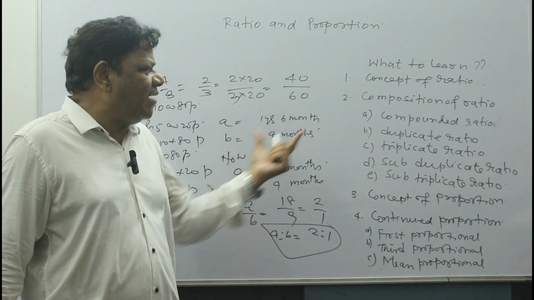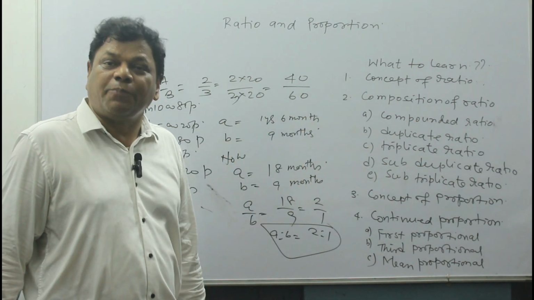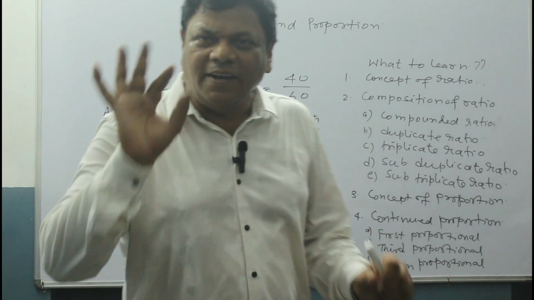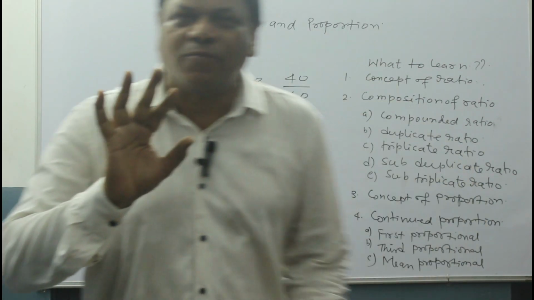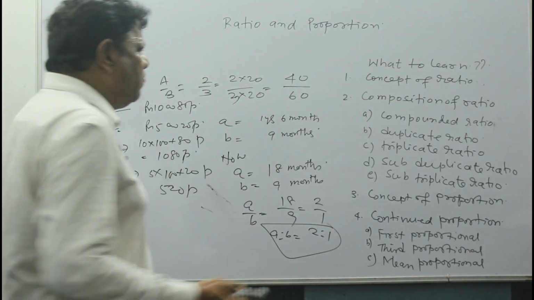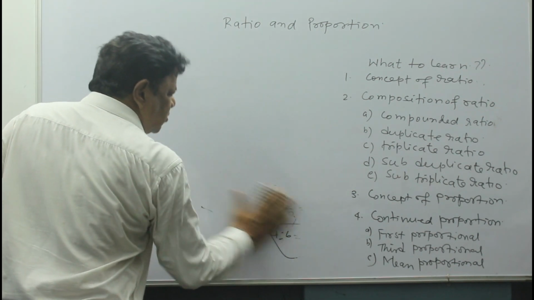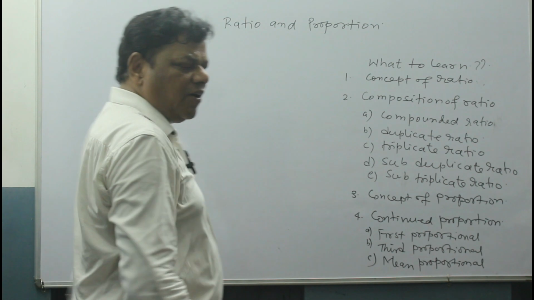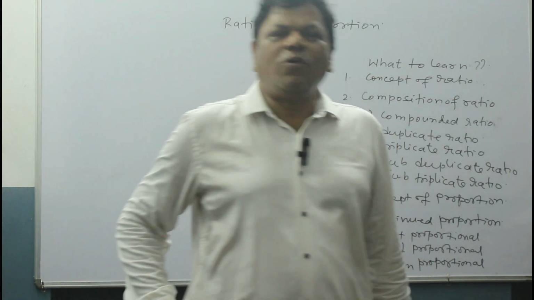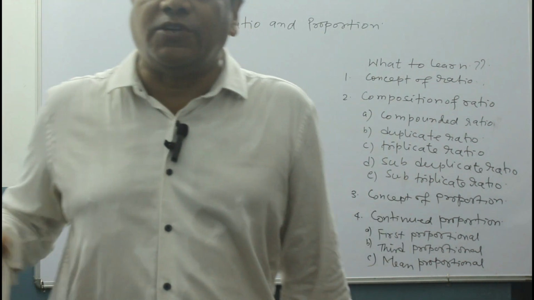Now next part I will come to the composition of ratio. Ratio I think is clear. A little bit of idea you have got from here. Now we have to come to composition of ratio. In composition of ratio, what is there? First is compound ratio. What is compound ratio? How to find the compound ratio?